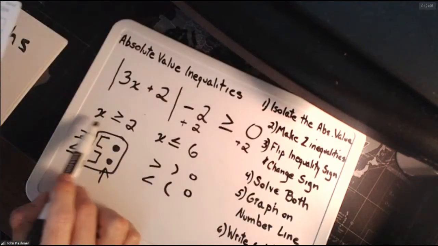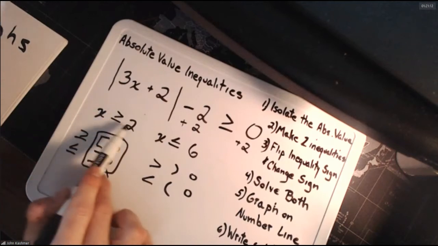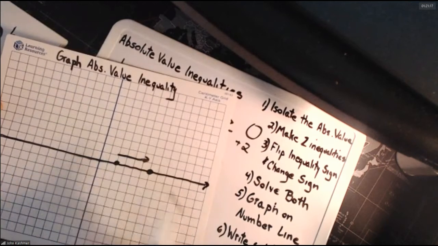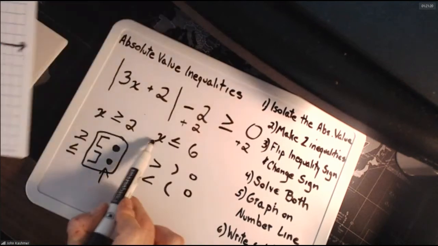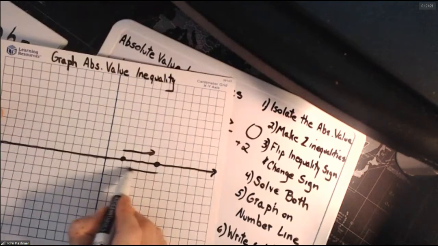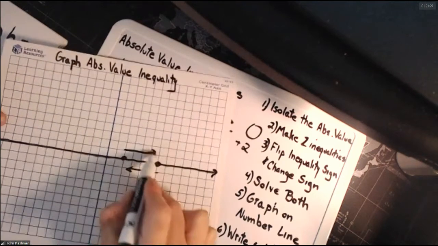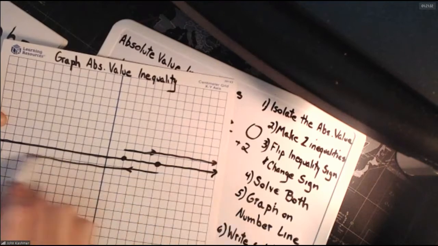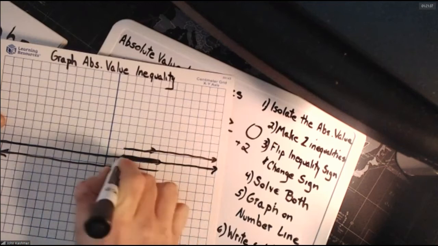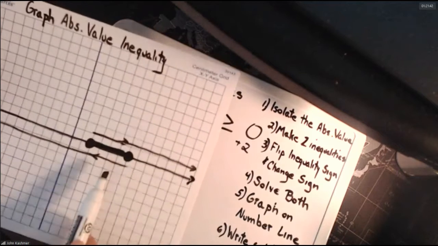You always read inequalities from left to right. So in this case, x is greater than or equal to 2. So that means everything to the right of 2 is greater. But x is less than or equal to 6. So everything to the left of 6. So which parts overlap? This would keep going, obviously. This would keep going. So the part that overlaps is right in between. So you would color this part in. This would be a closed dot and a closed dot. That would be your graph.